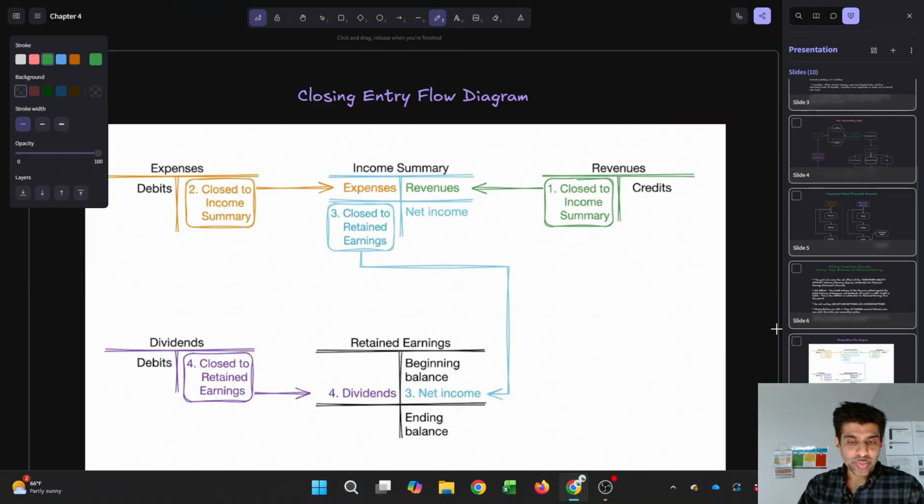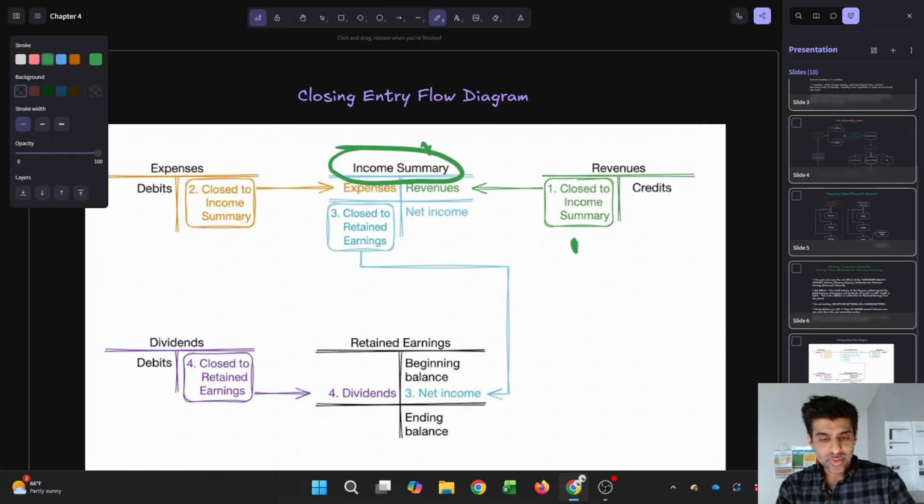Okay, so this diagram, I think, illustrates everything you need to do for closing, doing these closing entries in one shot. Okay, so look, there's 4 journal entries that you need to make. Okay, and they're all numbered and color coded here. The first one is credit revenue, debit this temporary account called income summary. So this first entry is, you can see, debit revenue, credit this.